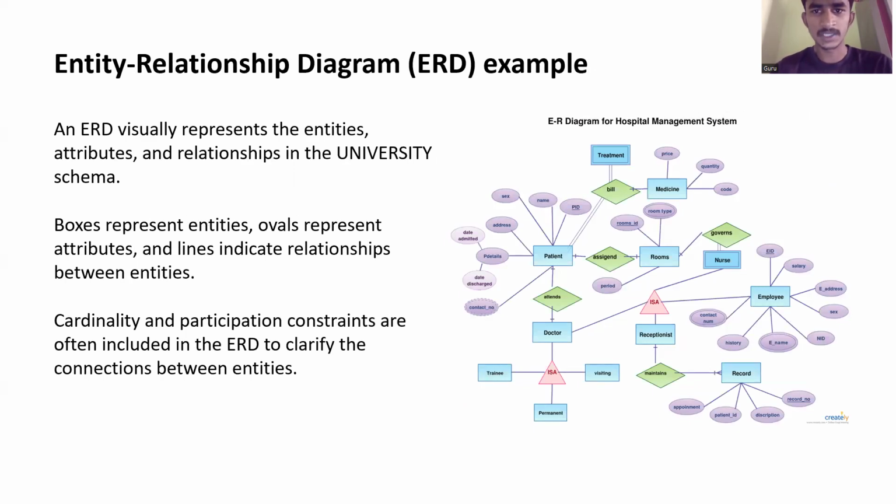Entity relationship diagram as an example. An ERD usually represents the entities, attributes, and relationships in the university schema. Boxes represent entities, ovals represent attributes, and lines indicate relationships between entities. Cardinality and participation constraints are often included in the ERD to clarify the connections between entities.